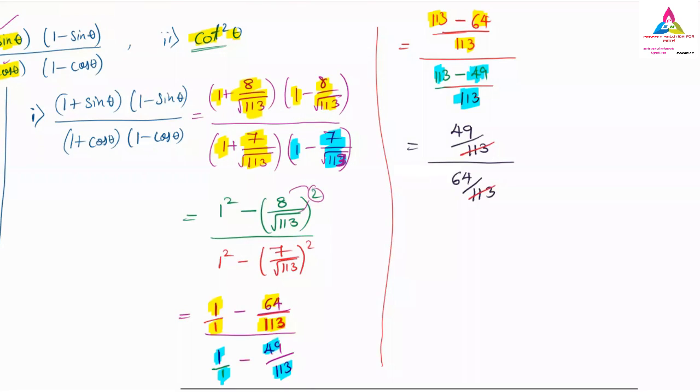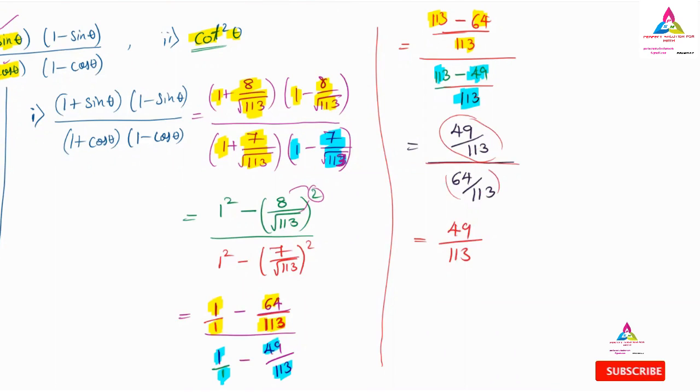How does it get cancelled? If you have a doubt, just don't cancel now. Next step I can cancel it. So what will happen is that 49 divided by 113, the above one, I have written as it is, but the whole division by this, that will go and multiply with the reciprocal to the numerator and denominator. So obviously 113 gets cancelled. Remaining will be 49 divided by 64, and this is your answer.